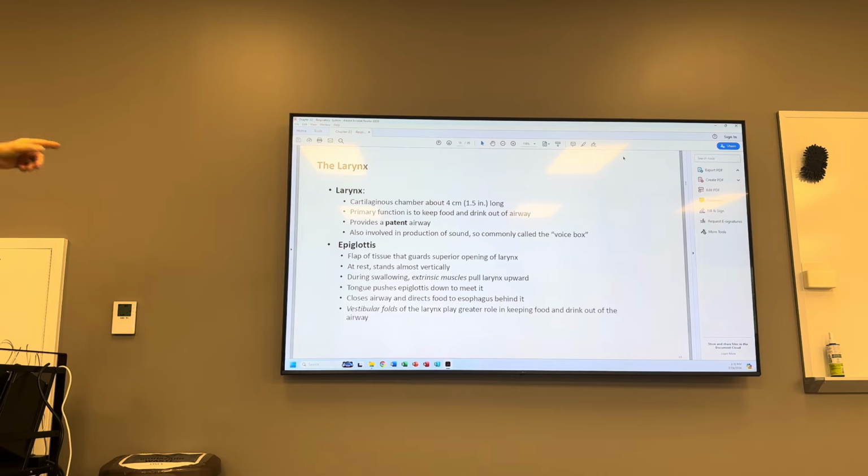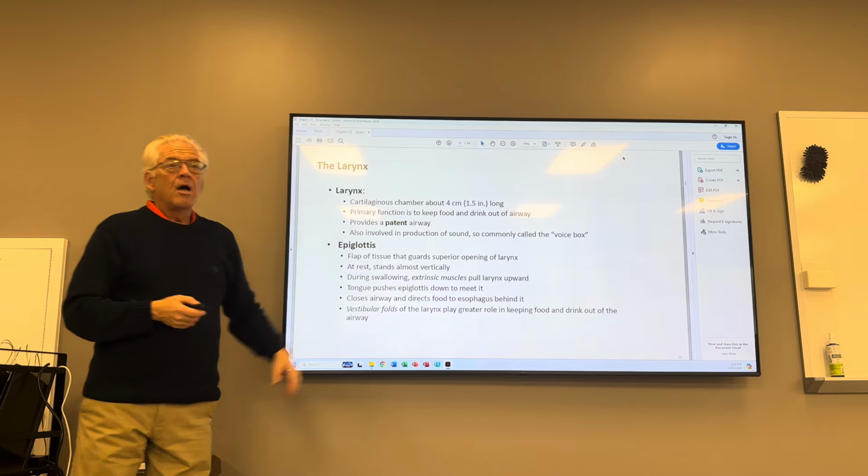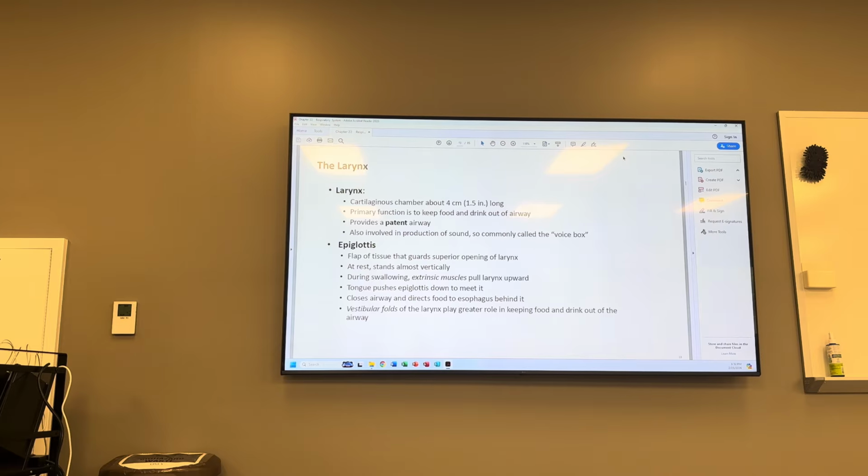Now, I want you to understand this is a key concept. This comes from the root word patent. Now, we call it patent with the T's. Does that make sense? Now, this is not a patent like, I invented something, give me a patent. That's something different. This is a patent airway.